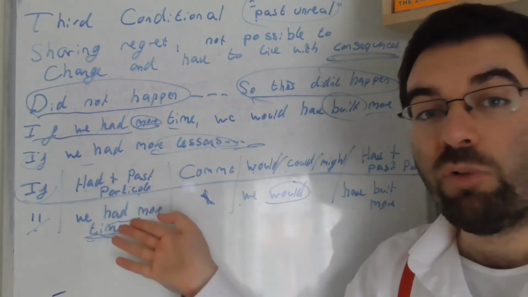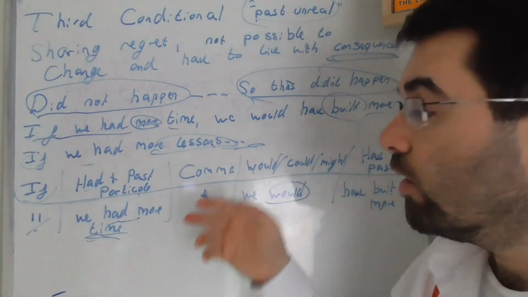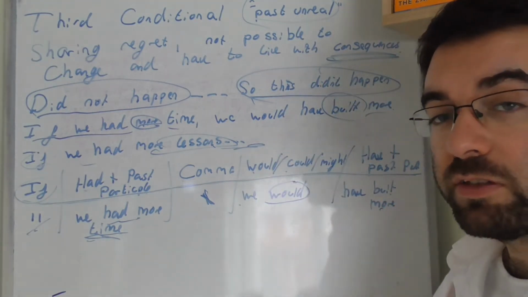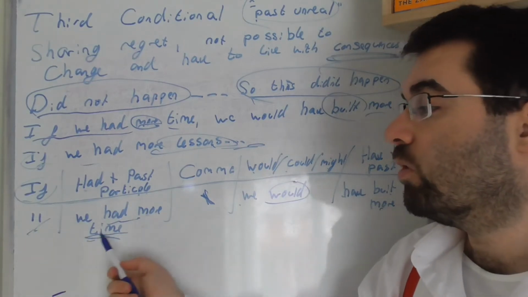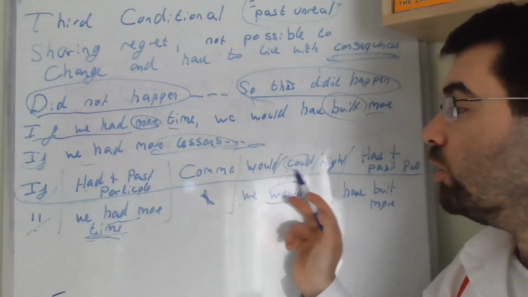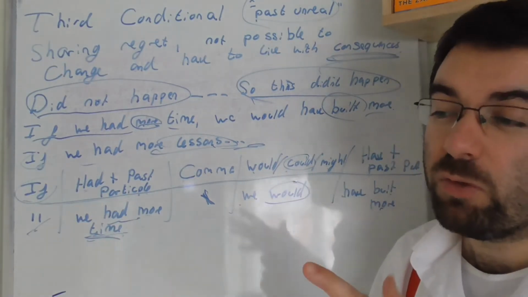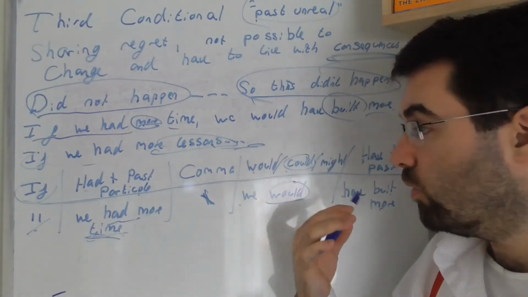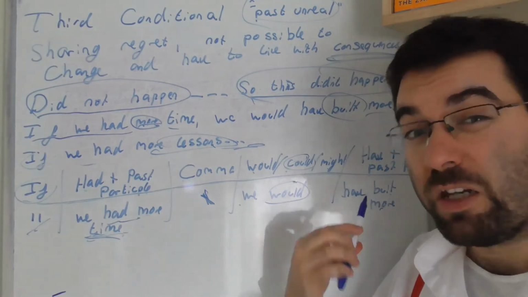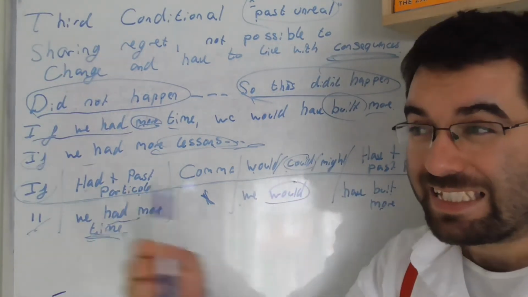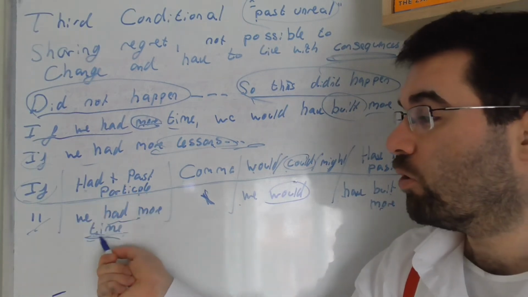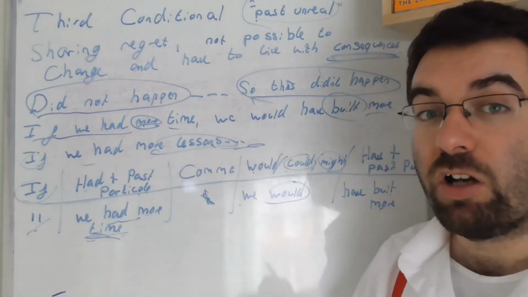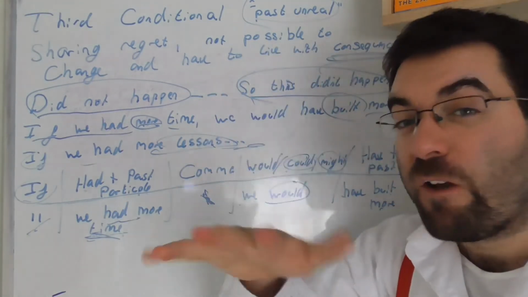If we had more funding, comma, we would have built more cars. If we had more time, comma, we could, if we wanted to, if it was possible, we could have made more research. But we should have made more research. We might have done this instead, might have done that. If we had more opportunity, comma, we might start a business. Maybe, 50-50, maybe.